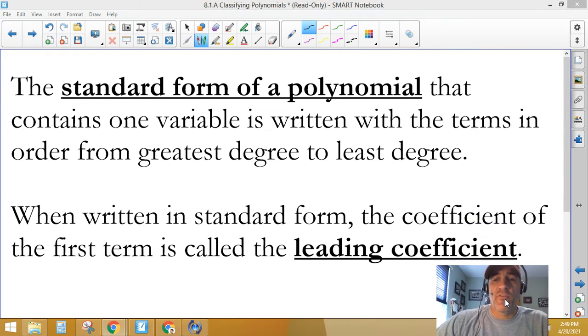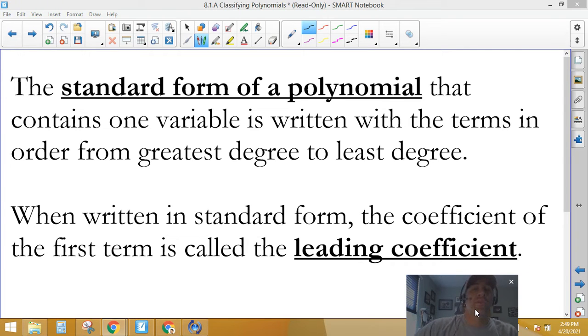Now on to the standard form of a polynomial. Standard form is when it's written in order, pretty much. It contains one variable and is written with the terms in order from greatest degree to least degree. So you want to put the highest exponent first, then the next exponent, then the next exponent, and then the constant will be at the end.